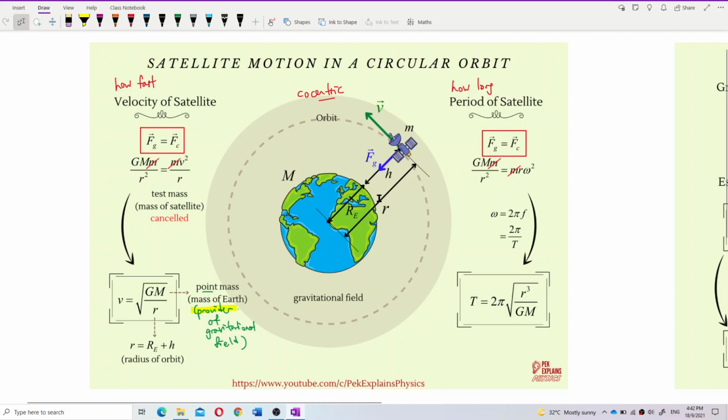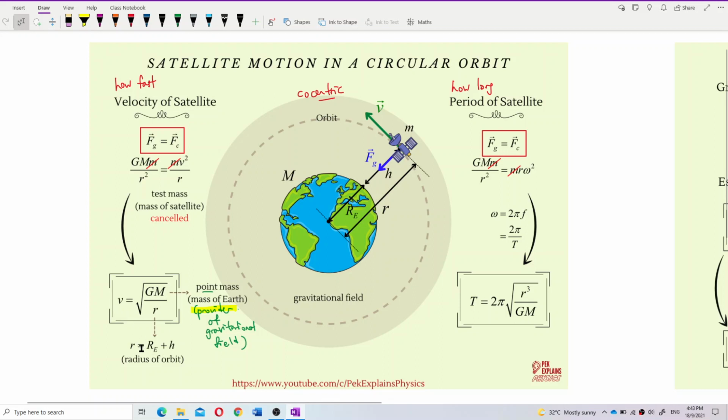So the center of the orbit is actually the center of Earth also. That's why the R here, the radius of the orbit, is the distance from the center to the surface of Earth plus the height of the satellite. That means distance from the surface, h. So R is actually radius of Earth plus h.